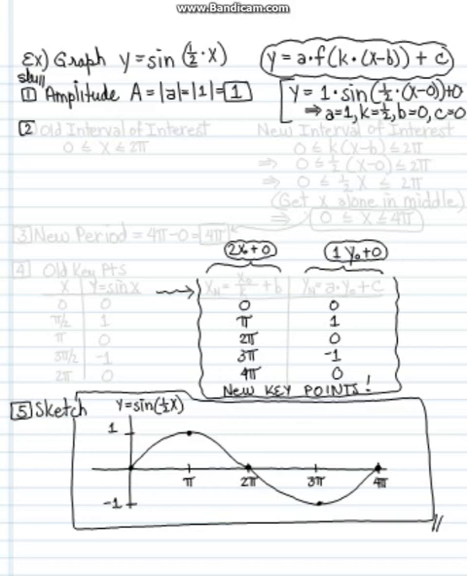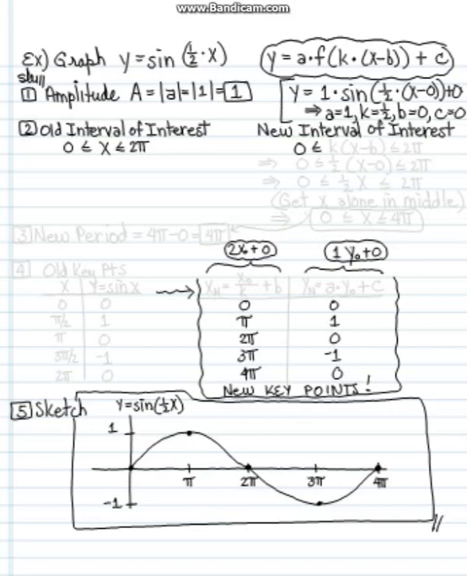Step 2, the old interval of interest. Well, this is a sine function, so you know the old interval of interest is between 0 and 2 pi. It's specifically 0 less than or equal to x less than or equal to 2 pi. And that's true of the sine function and the cosine function, by the way. From that, we are going to determine the new interval of interest. We start with the same extremes. On the left we have 0, on the right we have 2 pi.